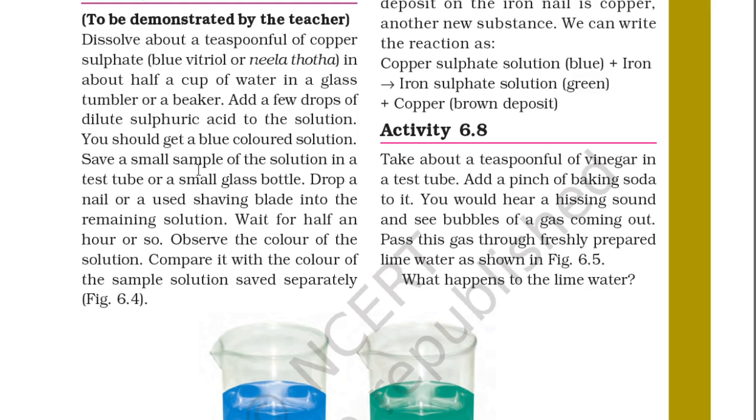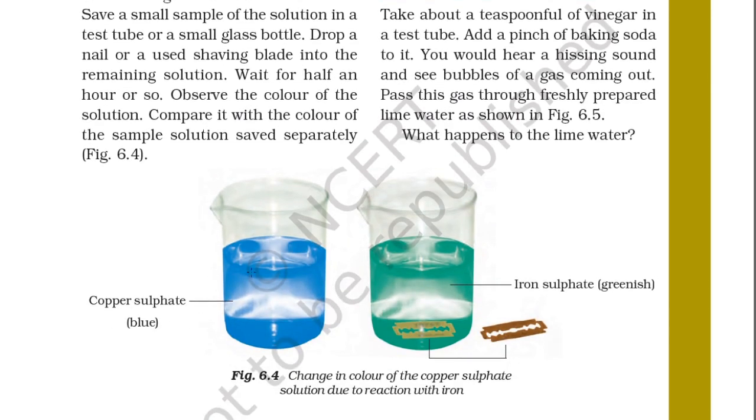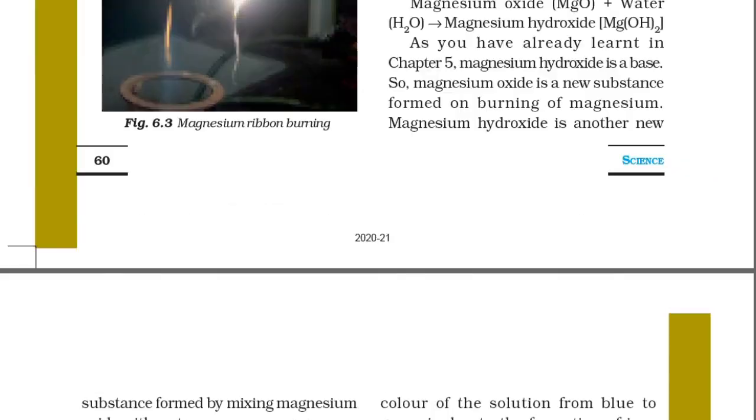Save a small sample of the solution in a test tube or a small glass bottle. Drop a nail or a used shaving blade into the remaining solution. Wait for half an hour or so. Observe the color of the solution. Compare it with the color of the sample solution saved separately. So you have seen here, this is copper sulfate and this is iron sulfate, because the nail or shaving blade was dropped in it. You will see the explanation here.